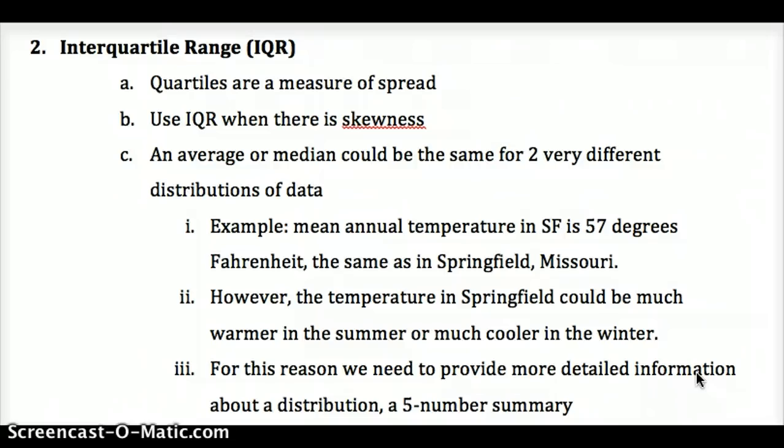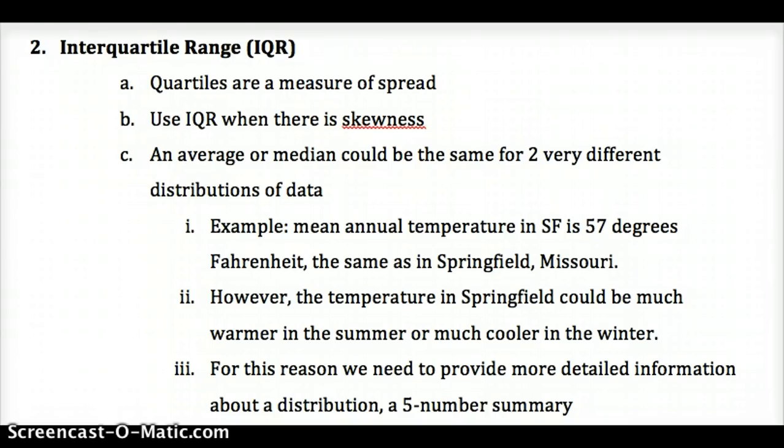So that mean doesn't give us a good, accurate idea of what the weather's like. Even the median, if you took it in this case, wouldn't give us enough information to provide us with the distribution of temperatures throughout the year. So for this reason we use the interquartile range, a 5-number summary including the minimum, the first quartile, the median, the third quartile, and the maximum.